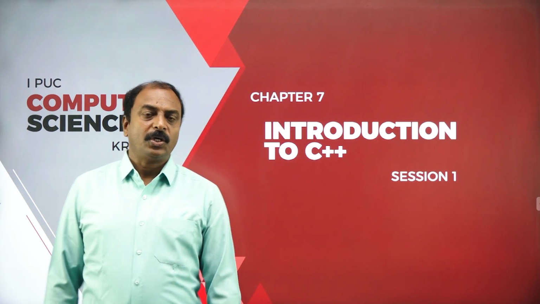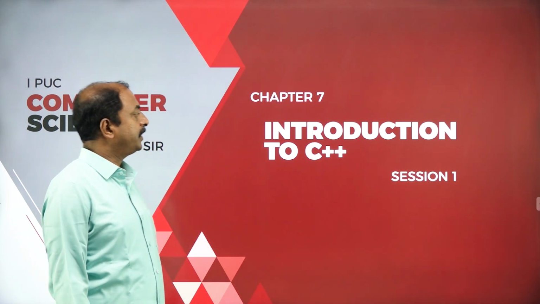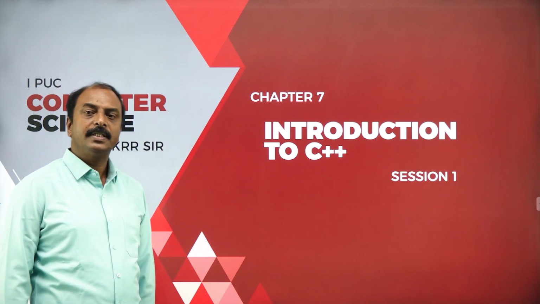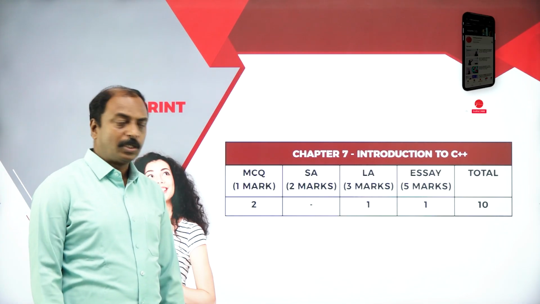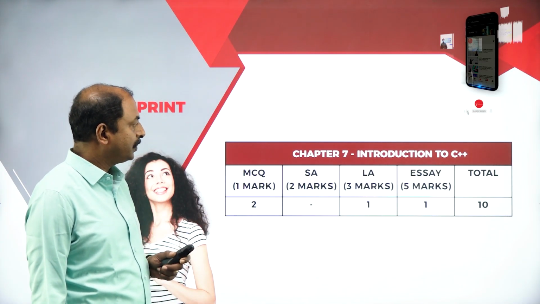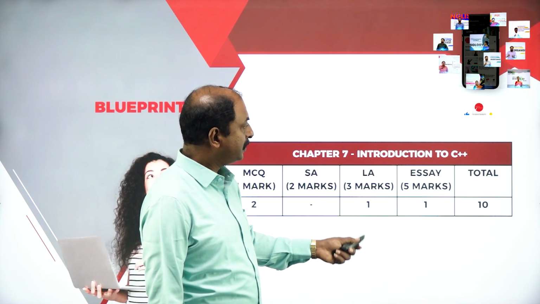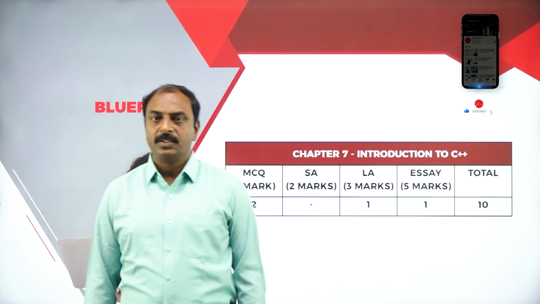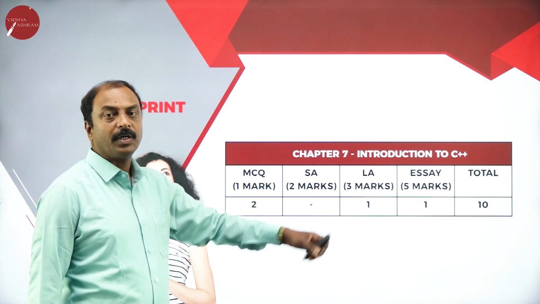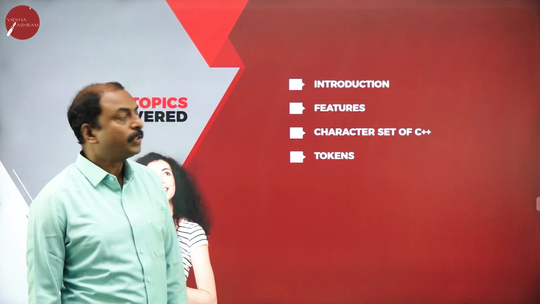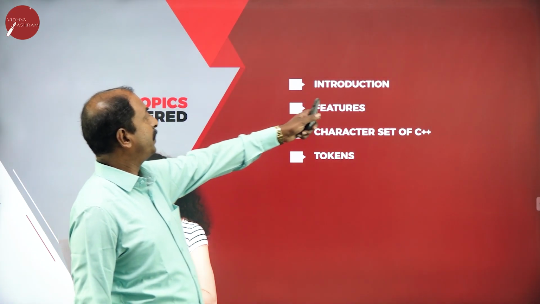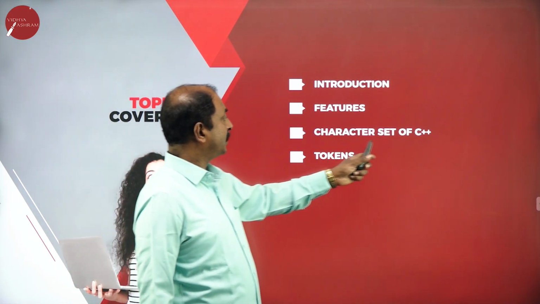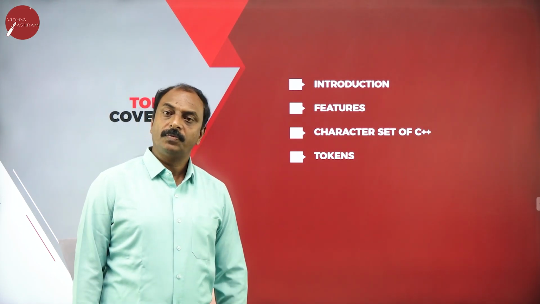Students, let us start our discussion with the new chapter, that is Introduction to C++, chapter number 7. Now, the weightage of the chapter: there are 2 MCQs, 1 long answer for 3 marks, and 1 five-mark question. So, the total weightage is 10 marks. Now, in this session, we are going to cover the concepts of Introduction to C++, next, features of C++, then character set of C++, and tokens of C++.